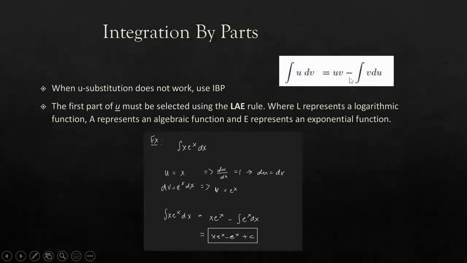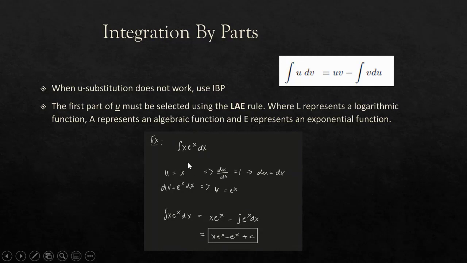uv minus the integral of v du. When you're trying to determine what your u is, you would select it using the LAE rule, where L is your logarithmic, A is your algebraic, and E is your exponential function. So let's look at the example down here, based on the LAE rule. I would say that u is x because algebraic comes before exponential function.